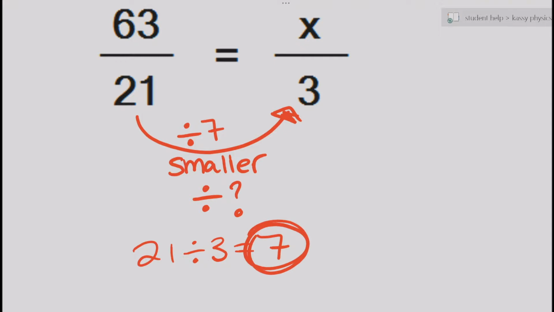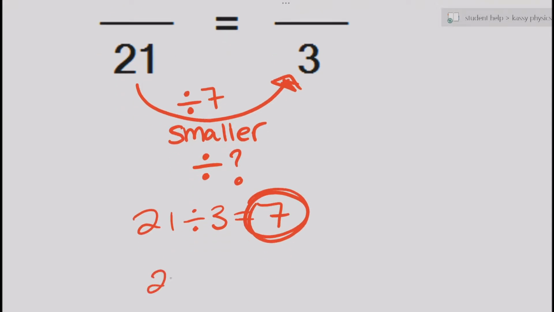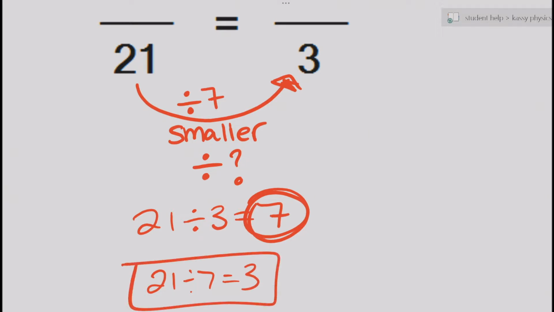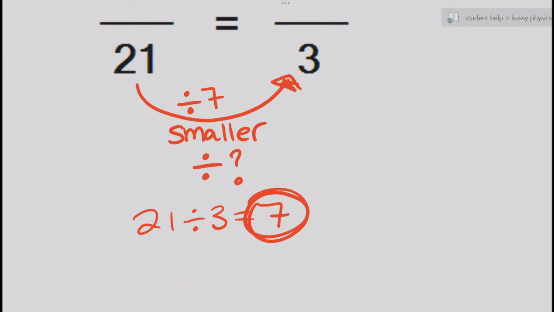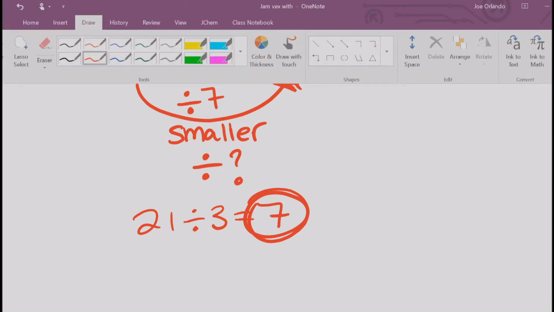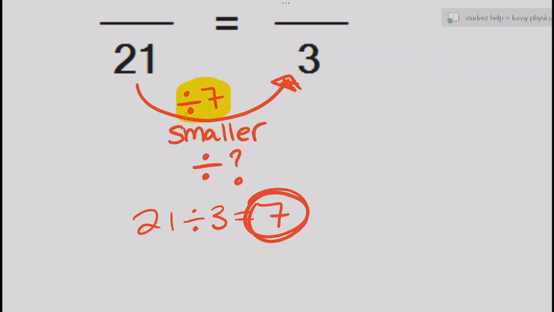You can always check your work, of course. Just try it on your calculator. 21 divided by 7, well, that's equal to 3. So that works. So we found in this case, because we're making a smaller fraction, we found the divisor. We found what it is we divided by.